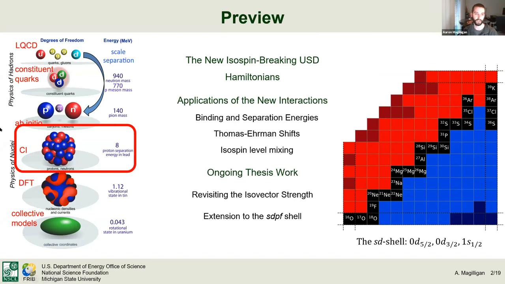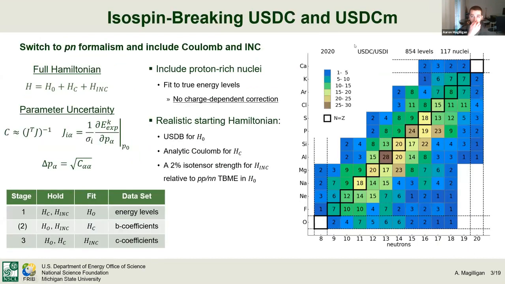So we see, again, we're working in the configuration interaction space, and this is just a nice picture of the SD shell, showing it from oxygen-16 to calcium-40. This is that same plot you saw before, showing the distribution of levels that are used now in USDC and USDCM for the fit.